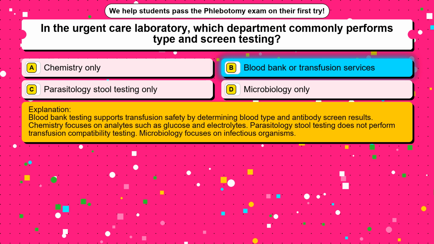Blood bank testing supports transfusion safety by determining blood type and antibody screen results. Chemistry focuses on analytes such as glucose and electrolytes. Parasitology stool testing does not perform transfusion compatibility testing. Microbiology focuses on infectious organisms.